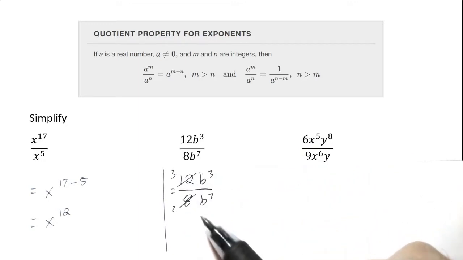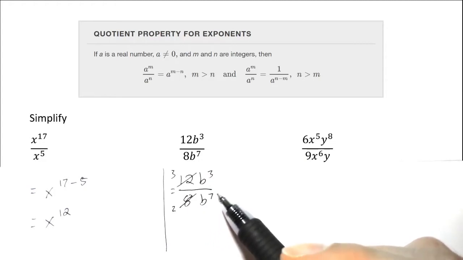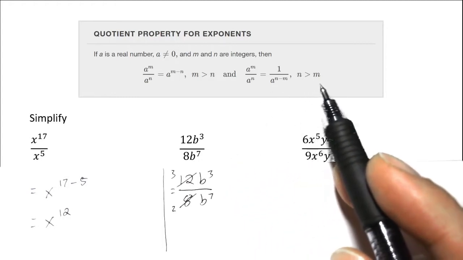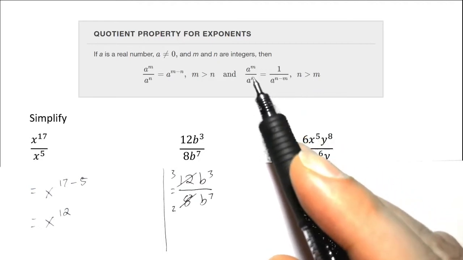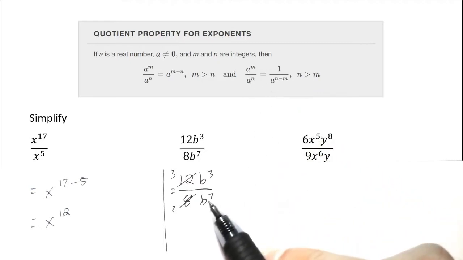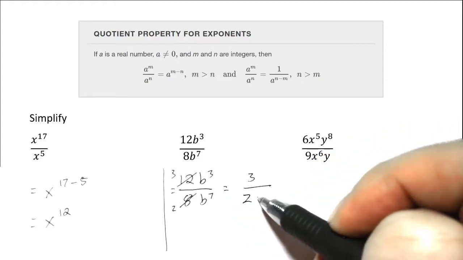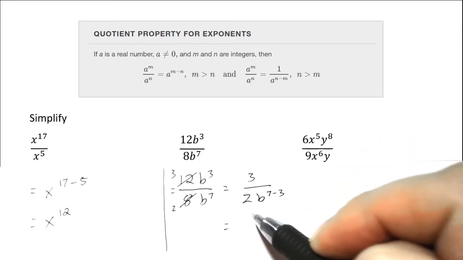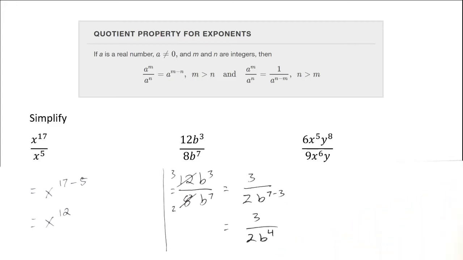Now let's deal with the variable part. Well, here's a case where the denominator exponent is bigger than the numerator exponent. So that's the second case, when n is greater than m. So what does it say to do? Well, it says that the a moves to the denominator and we subtract 7 minus 3. Let's simplify that. And there we have it. There's the answer.